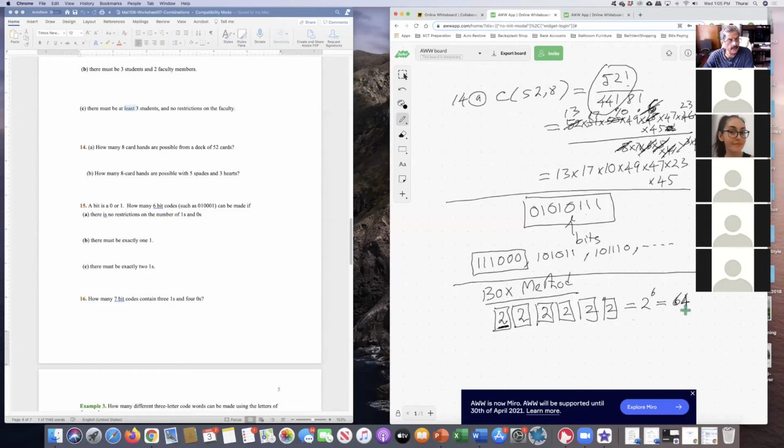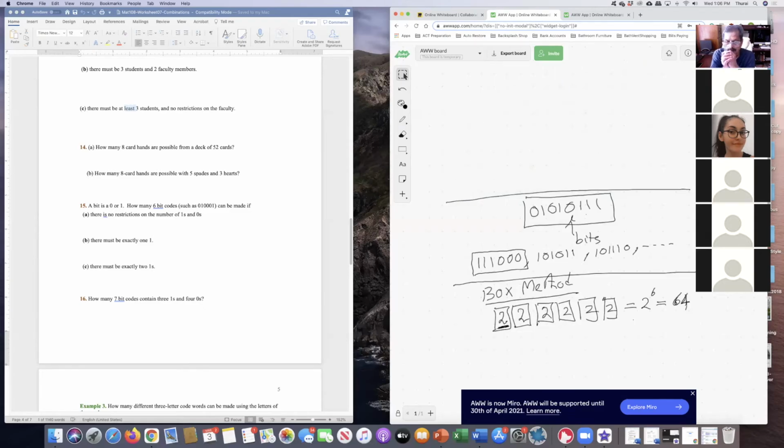Okay, so let's go to the second part, part B. Let me clear part of the board at least. So there are 64 codes allowing ones and zeros. The second part says, if there must be exactly 1 one, if you're allowed to have only 1 one in the entire code, then how many codes are there is the question.